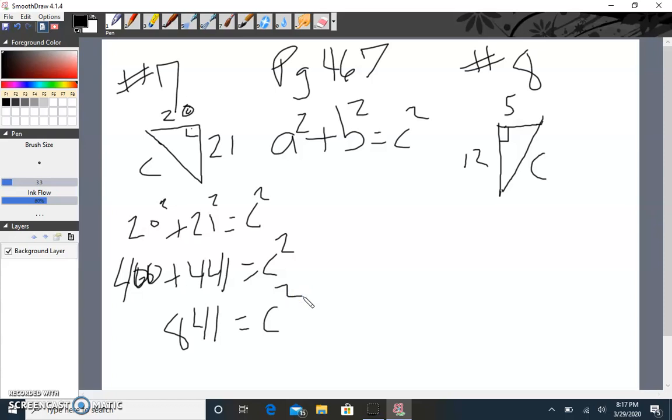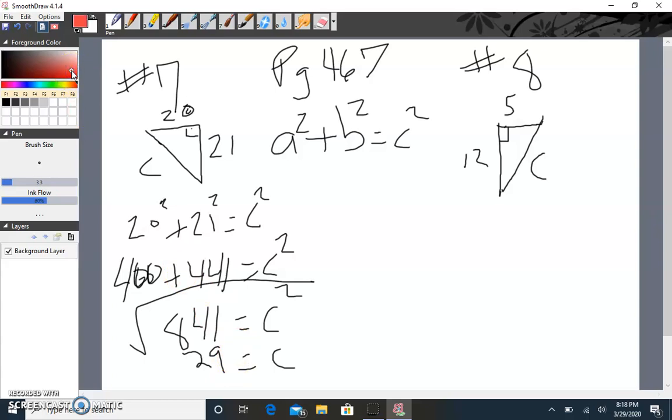Now as we work this out in our normal equation, we have to do the opposite. This is c times c squared. So we got to do the square root of both of these. The square root of c squared is c. And the square root of 841, if you use your trusty calculator, is 29. So you can see how a squared plus b squared equals c squared.